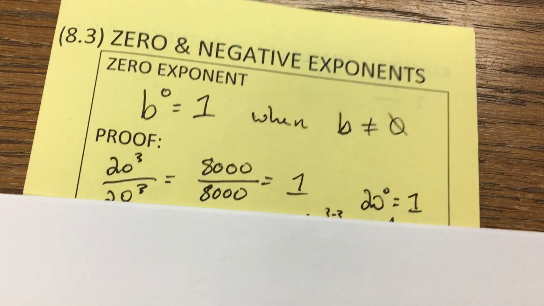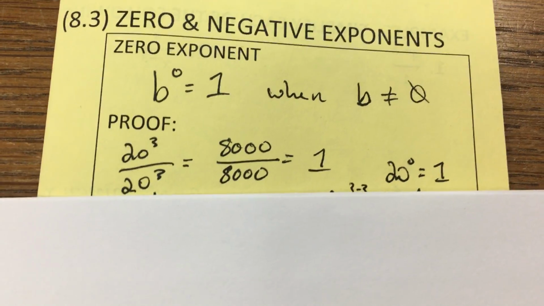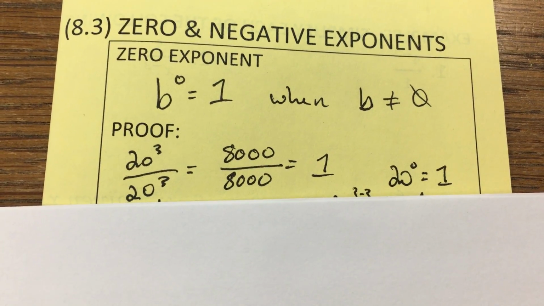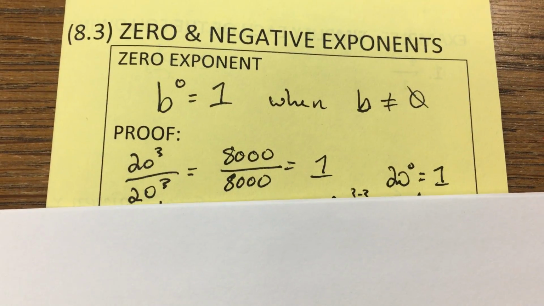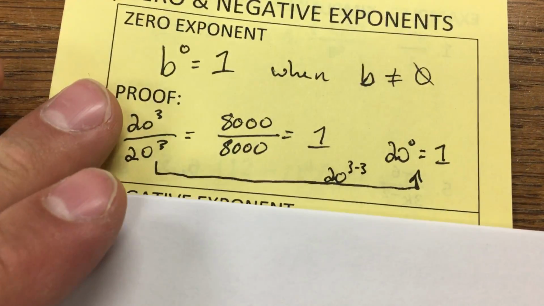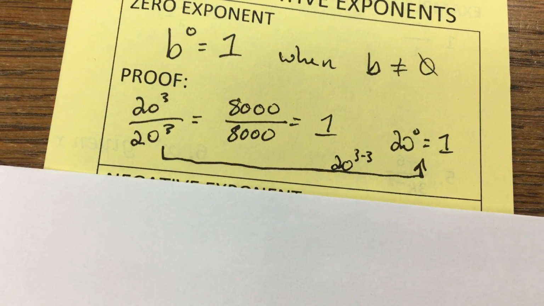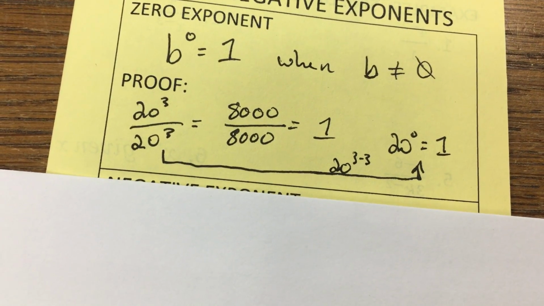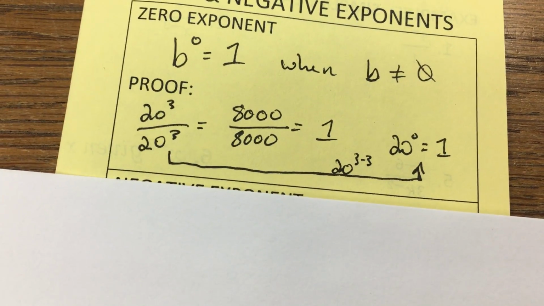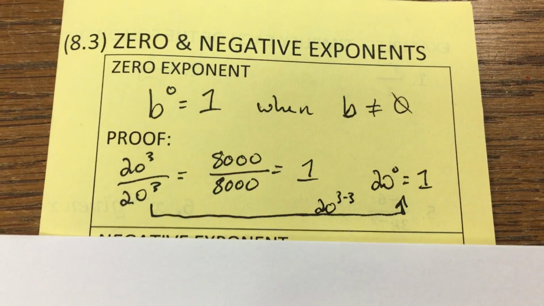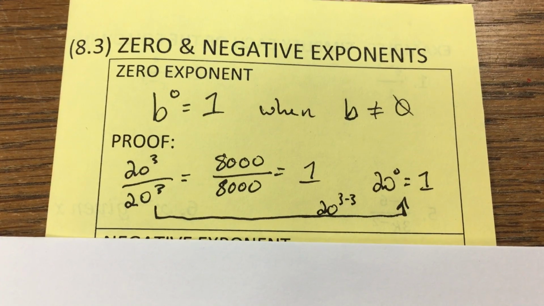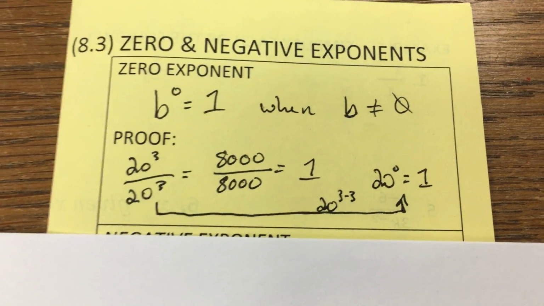Well, we know that 20 to the 3 over 20 to the 3 is 8,000 over 8,000, and we know that any number divided by itself is 1. So if we use our division property, where we go 3 minus 3, 20 to the 3 minus 3 is 20 to the 0, and then 20 to the 0 is 1. We know that anything to the 0 is 1. That's pretty straightforward. We've talked about it a lot already, but now we're finally writing it down.